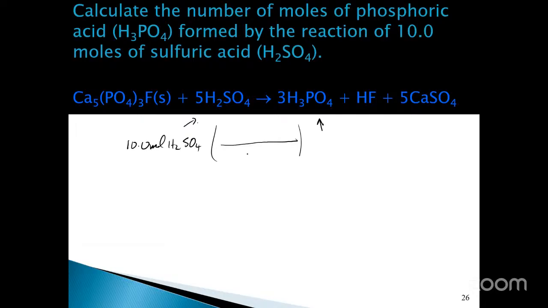So the way we represent this here is that because we want to get rid of the moles of sulfuric acid in our calculation, down here, we're going to put 5 moles of H2SO4. And upstairs, we're going to put 3 moles of H3PO4. And then we do the number crunching. I can see here that 10 divided by 5 is 2. 2 times 3 is 6. So therefore, the answer is going to be 6.00 moles of H3PO4. Again, this is another relatively simple example.